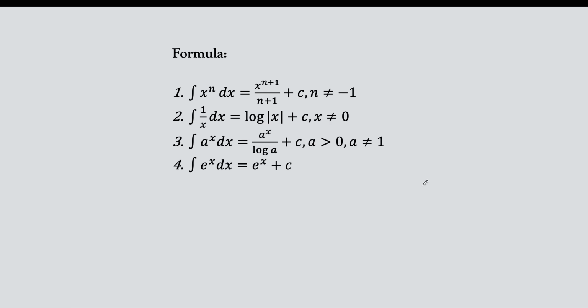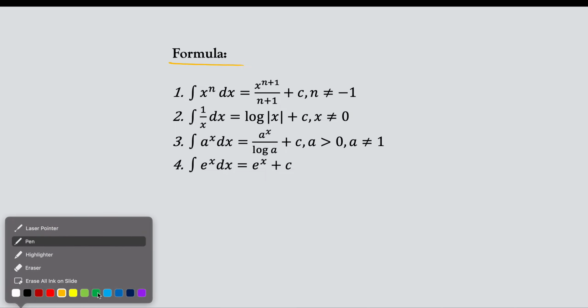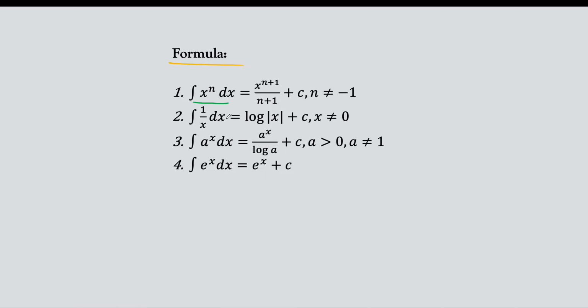Let's understand what formulas we have. Your first formula is the integral of x to the power n dx, which equals x to the power n plus 1 upon n plus 1 plus c, where n is not equal to minus 1. If I take a very simple example on it, beta, let's take the first example as x to the power 5 dx. So what would that be?